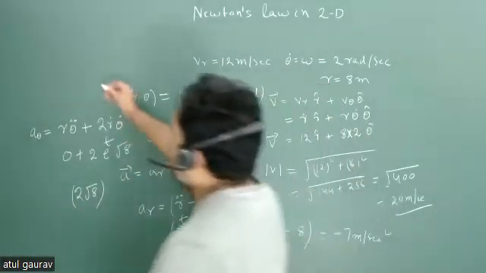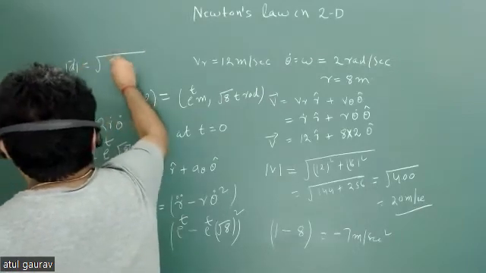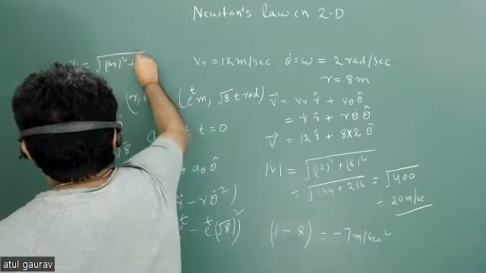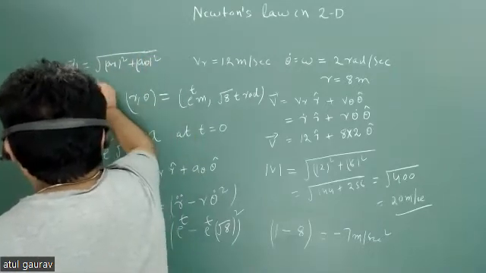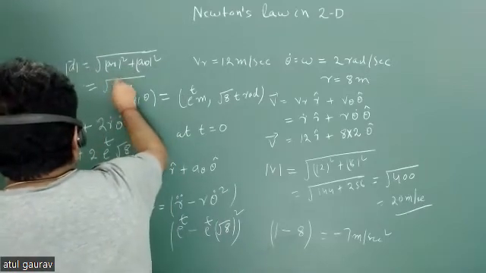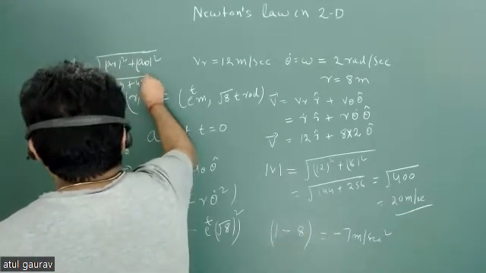Now, the magnitude of acceleration is basically the square root of AR square plus a theta square, and when you calculate it, this will be 49 plus 4 into 8.